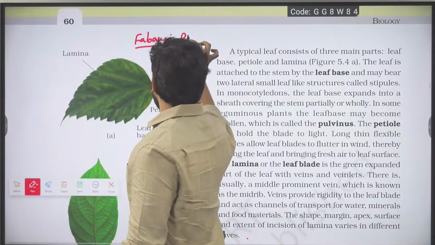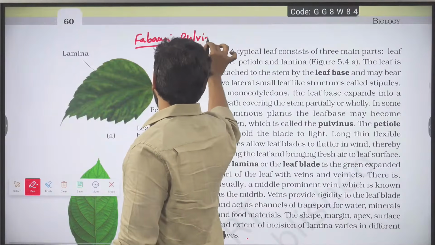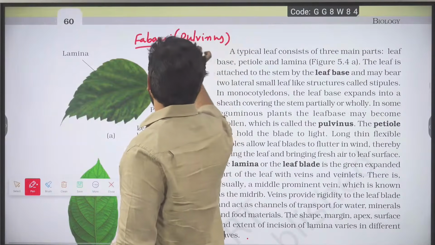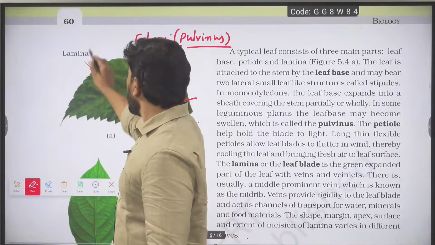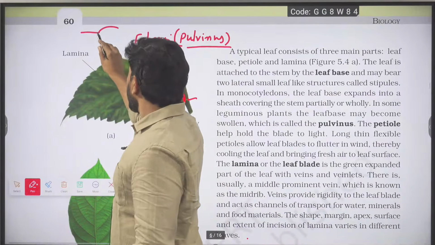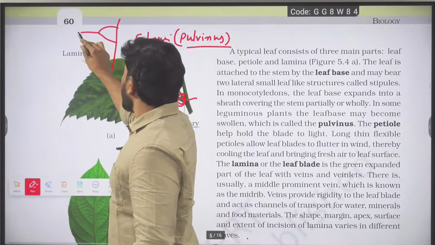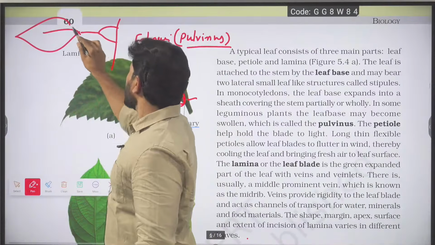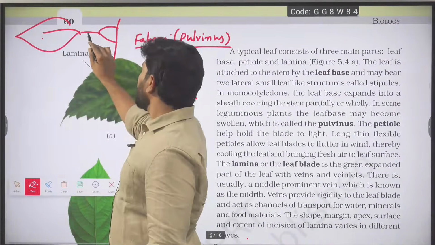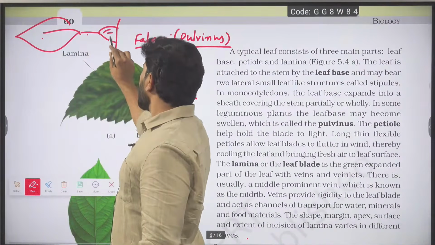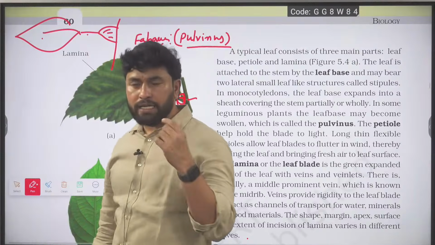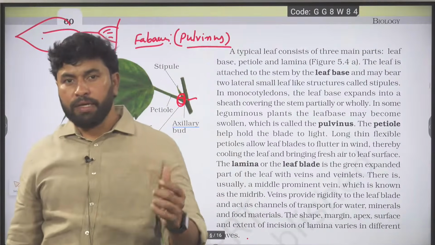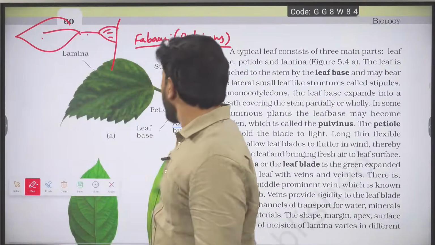They have swollen leaf base. That swollen leaf base is called pulvinous leaf base, which means if you consider them, the leaf base will appear like this. This is the leaf lamina, leaf petiole, leaf base. This swollen leaf base is a characteristic feature of the members of the family Fabaceae or Leguminosae.